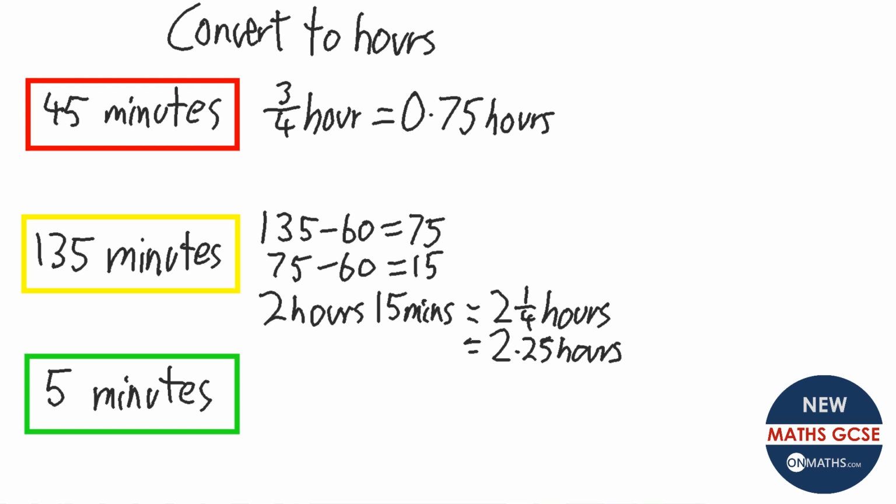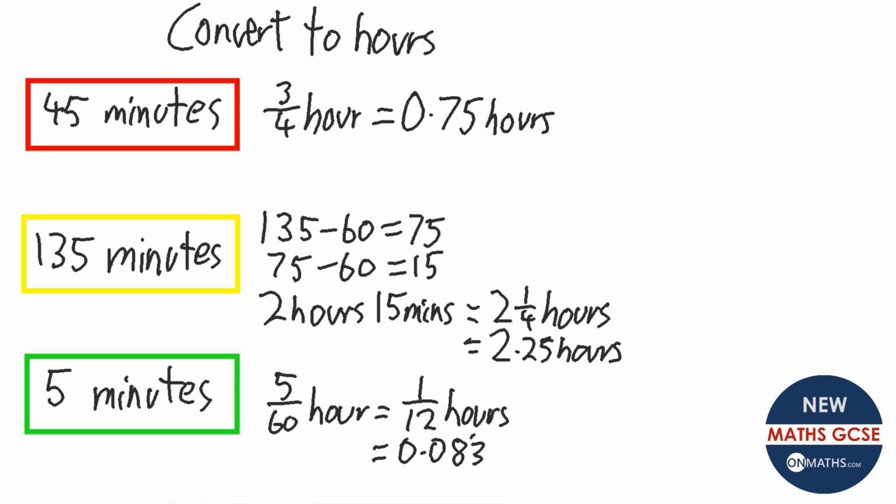Okay, this last one, 5 minutes. Well, again, how many minutes are there in an hour? Well, there's 60. So 5 minutes would be 5/60 of an hour. Again, I can divide top and bottom by 5 to get 1/12 hours. And then on your calculator you could do 1 divided by 12 to work it out as a decimal, and that's going to be 0.083 recurring hours. It's probably easier as a fraction.